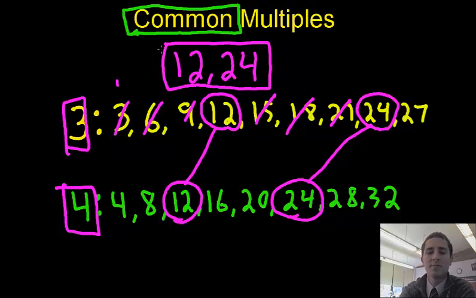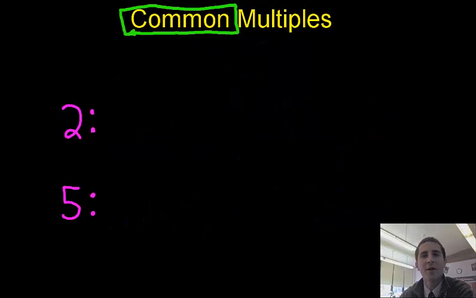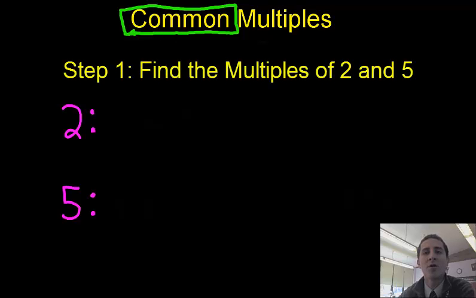Okay, so the first thing we're going to do on our own here is find the common multiples of 2 and 5. I'm going to give this to you in steps. So step 1, what I want you to do is find all the multiples of 2 and find all the multiples of 5. Pause your video and do that now. Find the multiples of 2 and the multiples of 5.